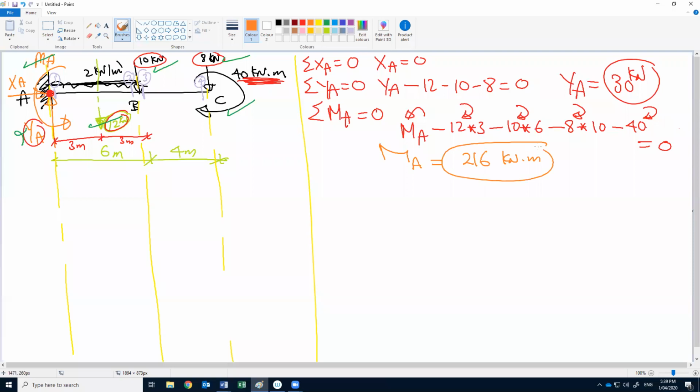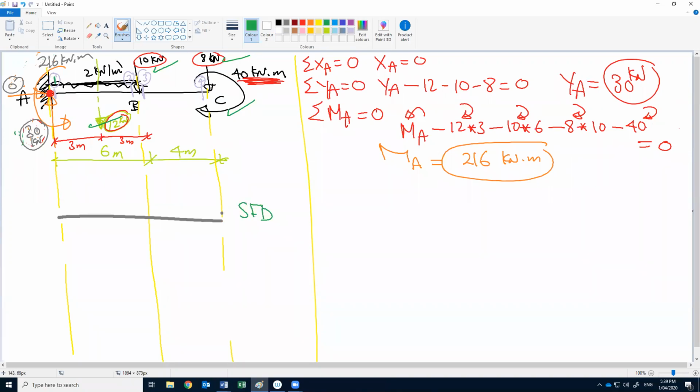So now we know, if we remove this and put in the values, that this moment is 216 kilonewton meter. This reaction is 30 kilonewton. This reaction is 0. Okay, so now we can start drawing the shear force diagram. If this is our data, we can put the shear force diagram here.